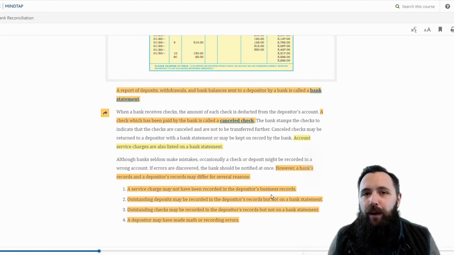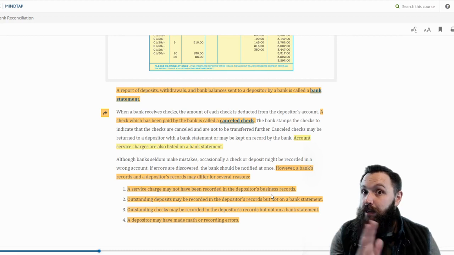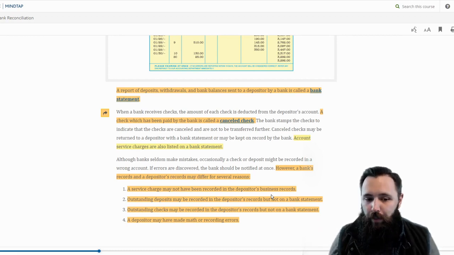But what about on your paperwork? Is it going to be there? Maybe not, right? It might not be there because you haven't gotten your bank statement yet. So if you haven't gotten the bank statement, you probably haven't seen that charge. So that's one of the reasons that your bank statement balance might be different than your actual checking account balance.